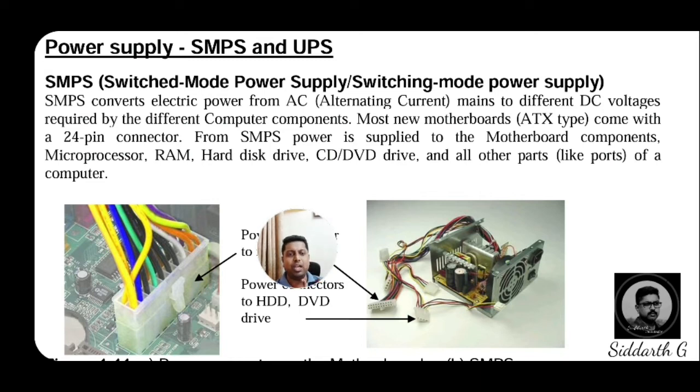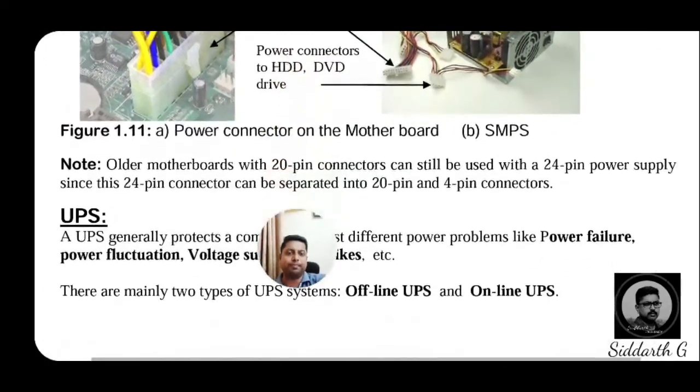Also, if you observe the SMPS pictorial, inside that SMPS you can identify a fan, because when converting AC to DC, the process sometimes needs cooling down. That's why inside the CPU one particular fan is also running. It helps the process.